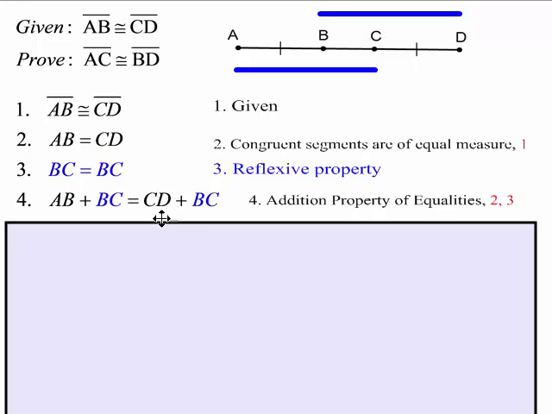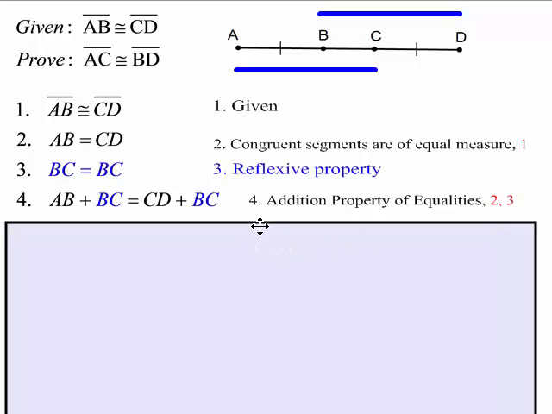And we're adding the same thing to both sides. So therefore, that's the addition property of equality. You're taking the statement from line 2, and you're adding the BC to both sides from line 3, and that's how we produced line 4. That's why I put this notation here of 2 and 3 on the side there.